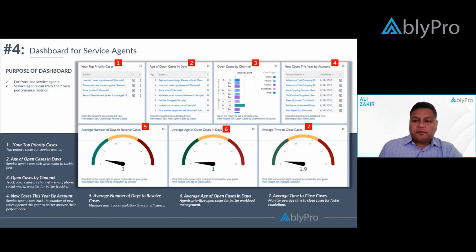Number 7, for this individual agent, it's saying average time to close a case. If we move this up here, it's taking them 1.9 days to close a case. And once again, this could be days, this could be hours. You can change the filters and things of that nature. But this is what we have right now, so this is 1.9 days.